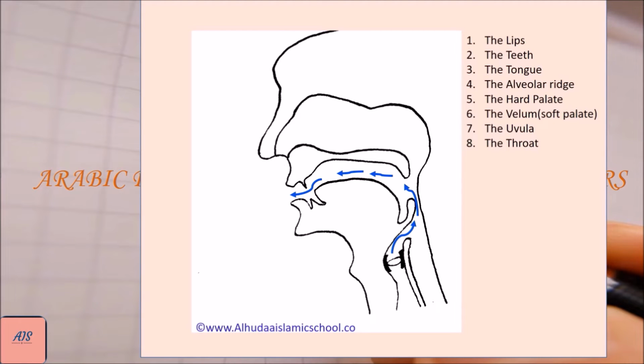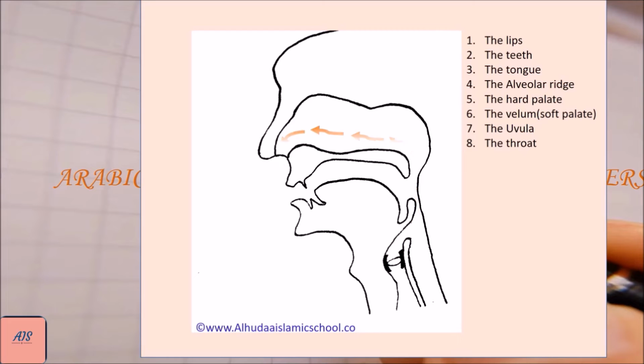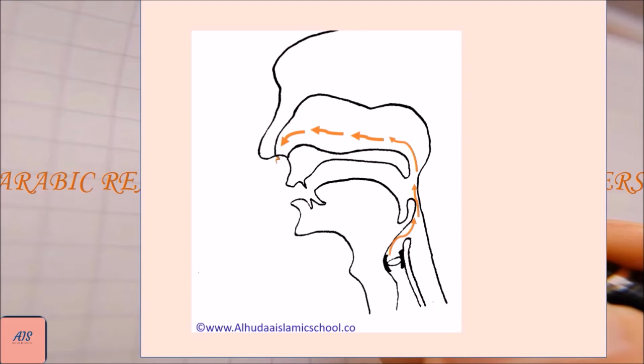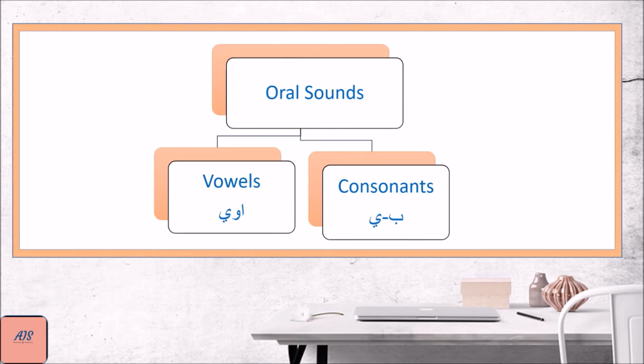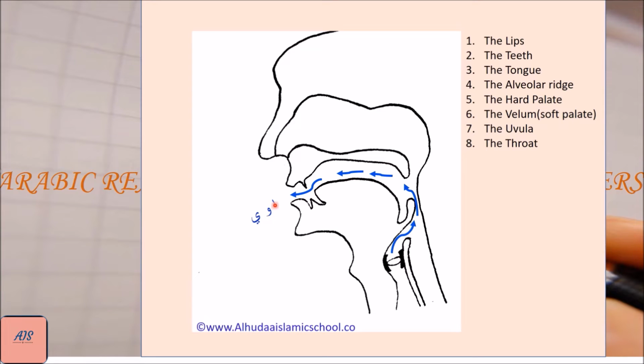But when the velum is lower, then the air moves through the throat to the nasal cavity and flows out from the nose. The sound is said to be nasal. But some sounds are both nasal and oral. The oral sounds are either vowels or consonants. The Arabic alphabets that are used as long vowels are produced when there is no obstruction in the movement of air in the vocal tract.